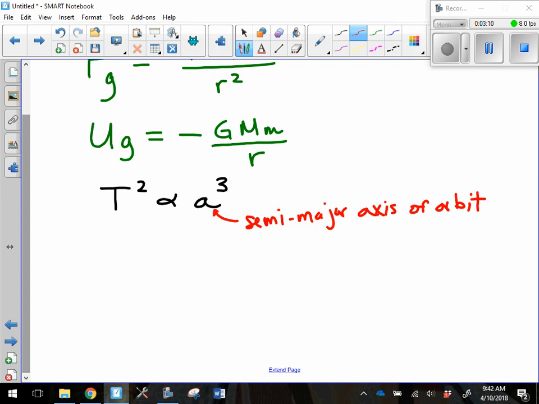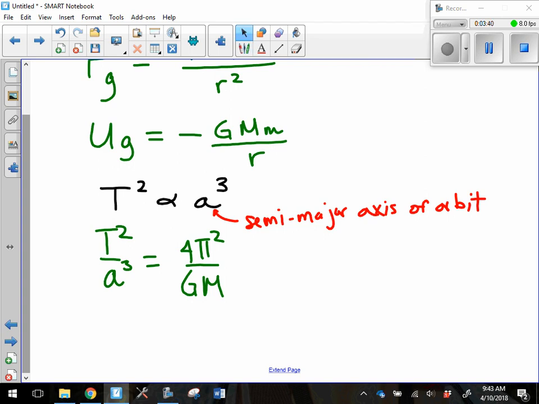Which means that T squared over a cubed, for objects that are orbiting the same central object, like the sun, for instance, are all going to be equal to the same constant, which is 4 pi squared over that universal gravitational constant, and in this case, the mass of the sun.